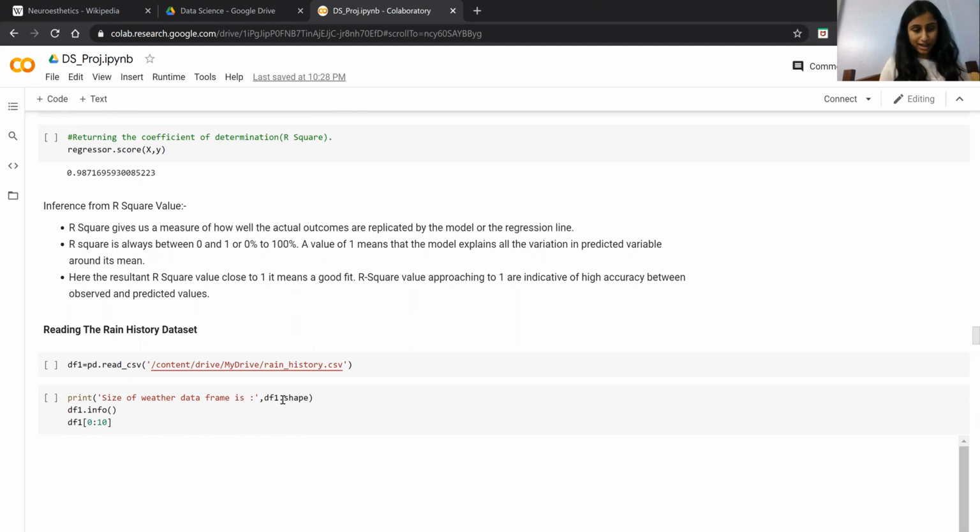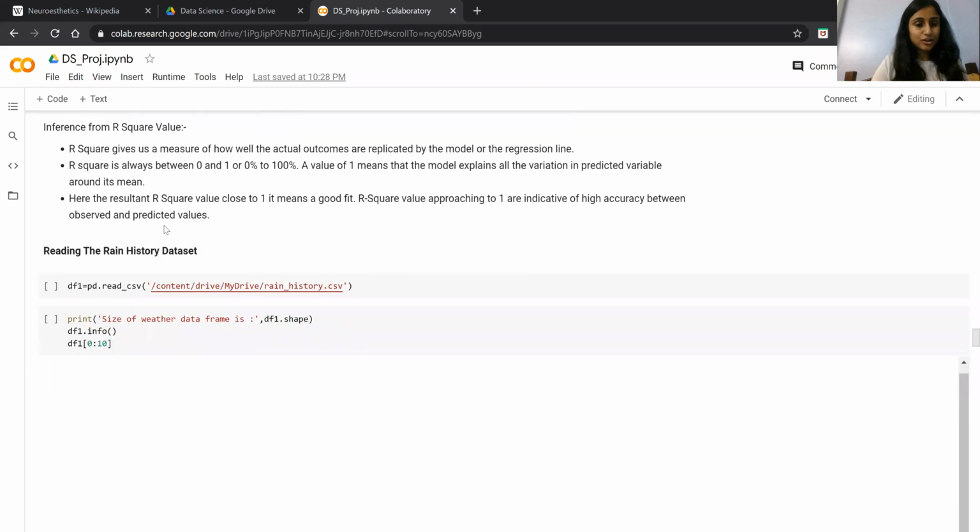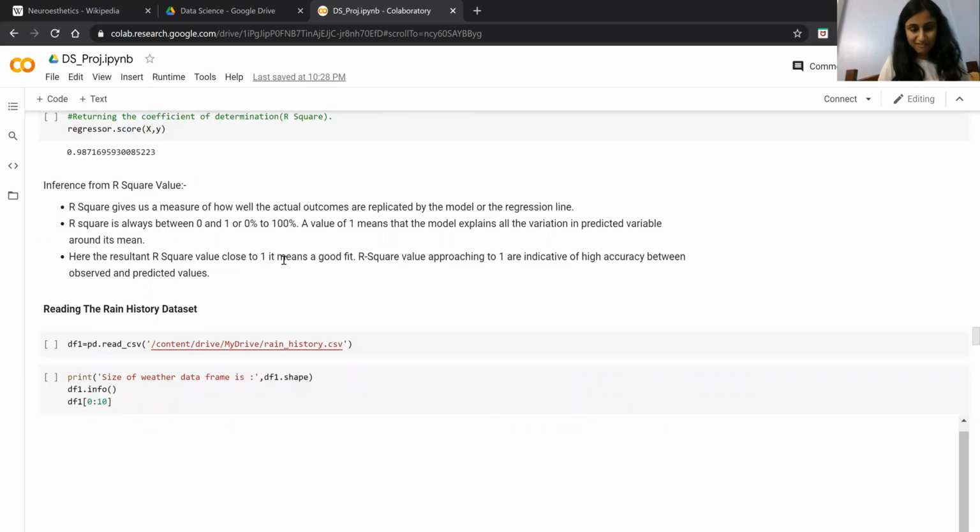Inference from this R square value: R square basically gives us a measure of how well the actual outcomes are replicated by the model or the regression line. R square is always between 0 and 1, that is from 0 to 100%. A value of 1 means that the model explains all the variation in the predicted variable around its mean. Here the R square is close to 1, that is 0.9871. It means it is a good fit. R square values approaching 1 are indicative of high accuracy between the observed and the predicted values.